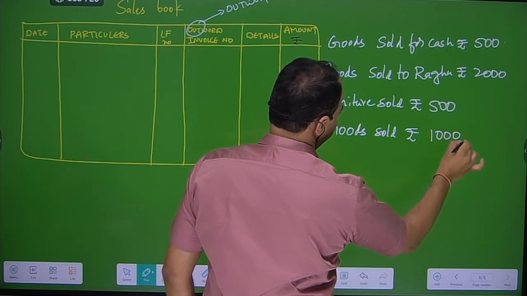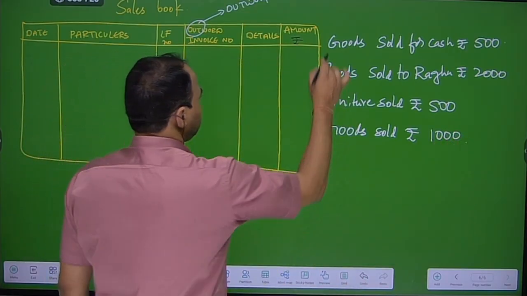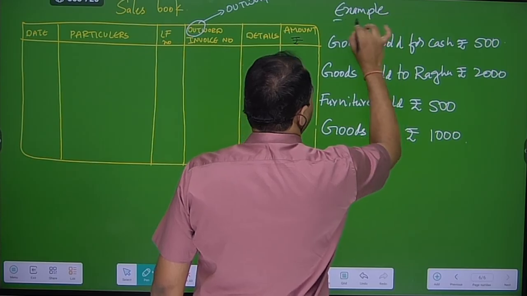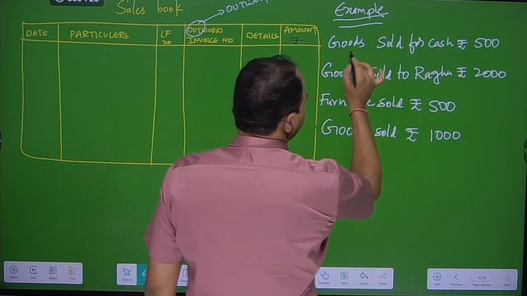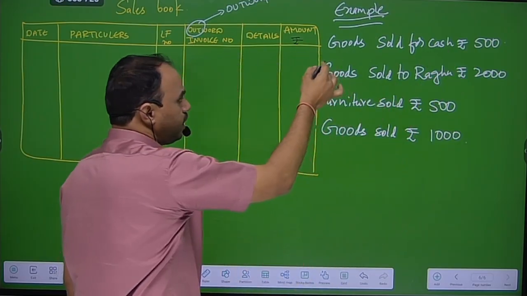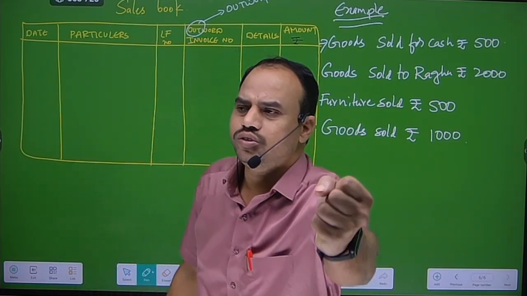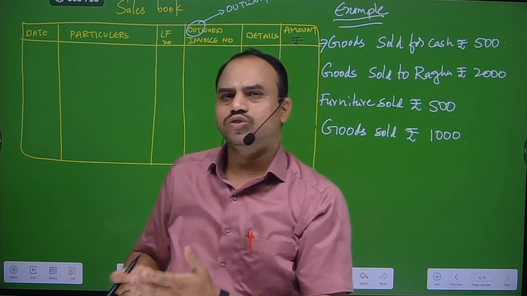Right, now look at the board. Let's see this example problem also. See the first one. What is it saying here? Goods sold for cash. How are we selling goods? We are selling goods and we are receiving cash. ఇక్కడ మనం goods అమ్ముతున్నాము, cash తీసుకుంటున్నాము.